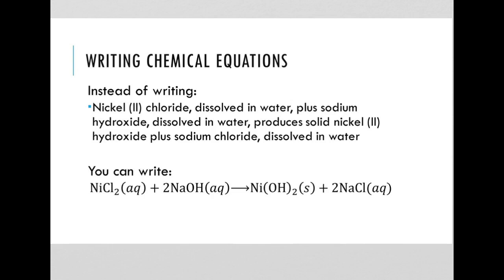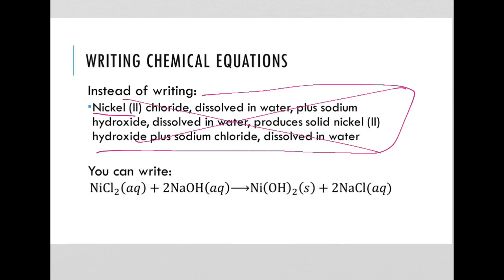So, why use chemical equations and all these crazy symbols? Well, instead of writing nickel 2 chloride dissolved in water plus sodium hydroxide dissolved in water produces solid nickel 2 hydroxide plus sodium chloride dissolved in water, that is sort of tedious. I definitely don't want to write that. I instead can write this. And it still says the exact same thing.